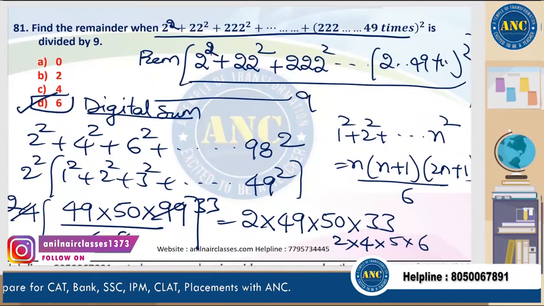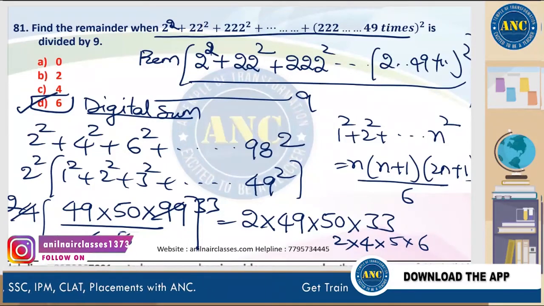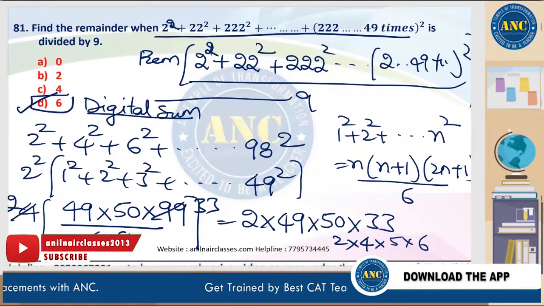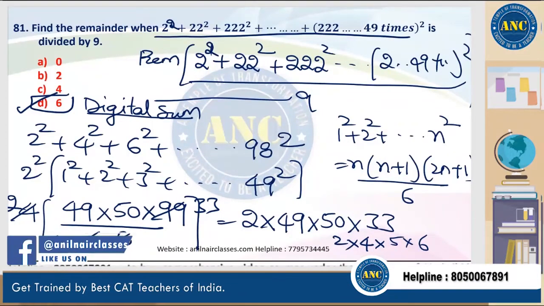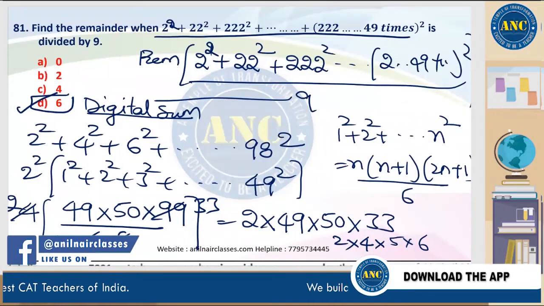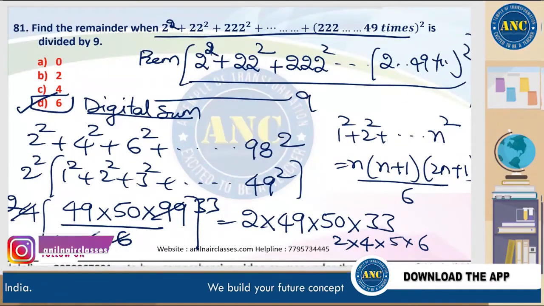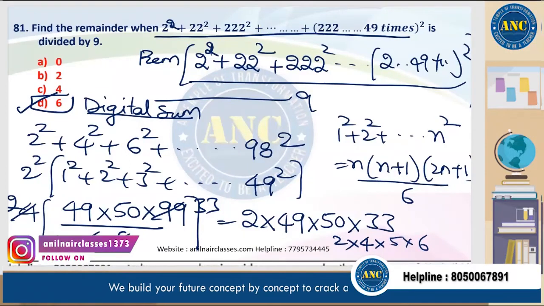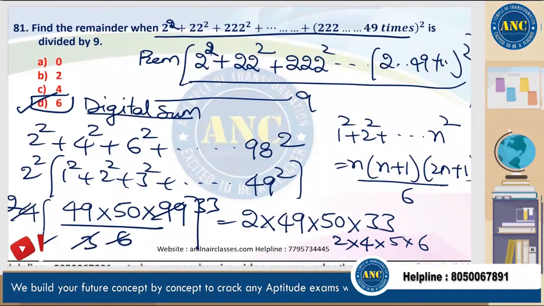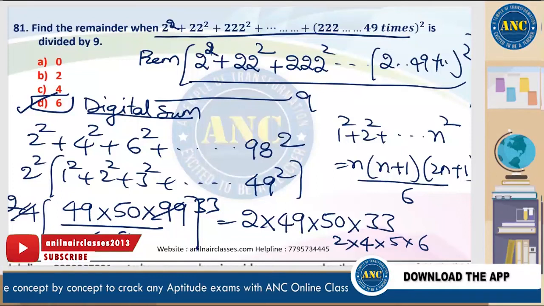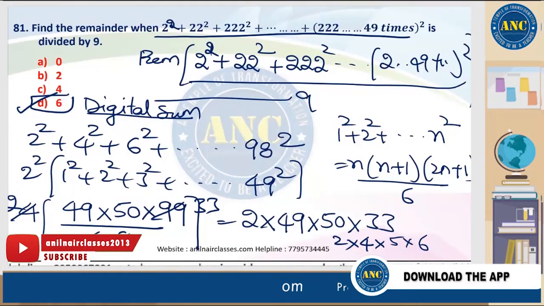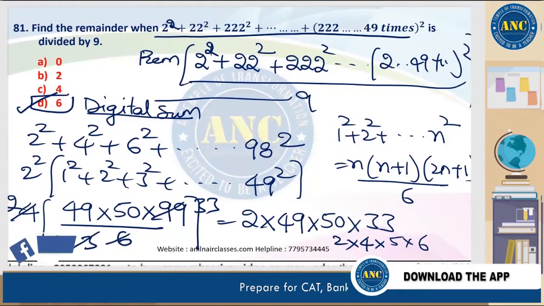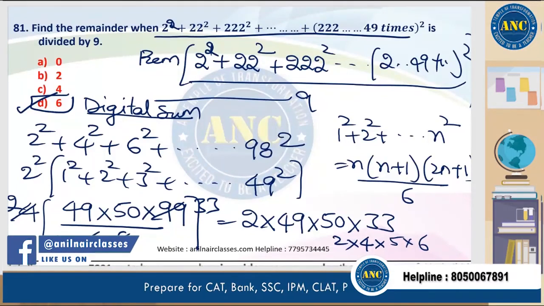It is a 2 square. Idea is clear, right? 2 square if I take common. Digital sum is nothing but the sum of the digits. 2 plus 2 is 4. 2 plus 2 plus 2 is 6. 2 square, 4 square, 6 square and so on up to 98 square. 2 square if I take common, 1 square plus 2 square plus 3 square and so on up to 49 square. n into n plus 1 into 2n plus 1 divided by 6.